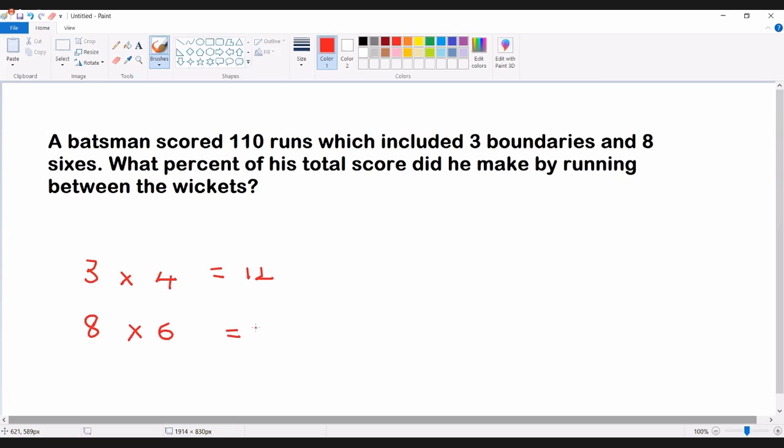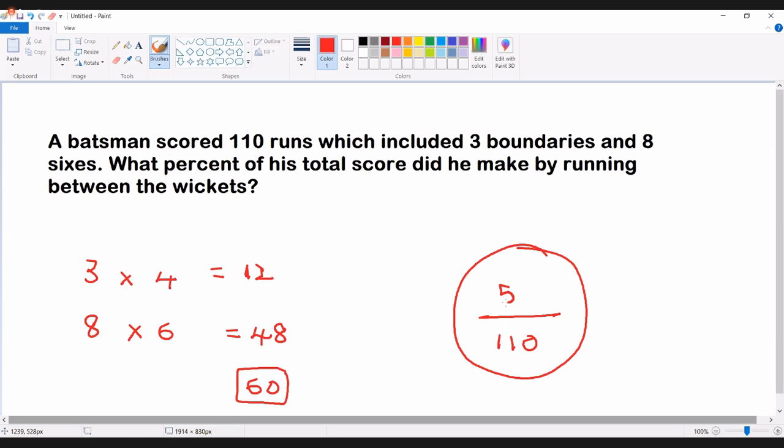48 runs made here. So 12 plus 48, 60 runs are made only from boundaries and sixes. Out of 110 runs, 60 runs are boundaries and sixes. So what is the leftover score remaining? 50. This 50 is running between the wickets.